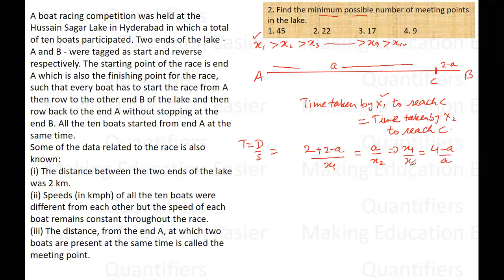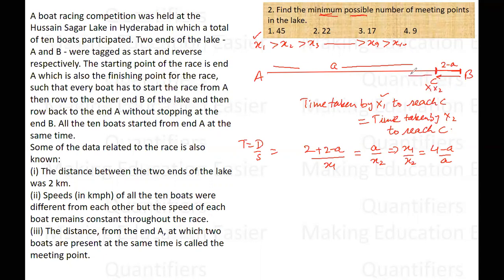Okay. Since we need the minimum possible number of meeting points, let us assume that after meeting x1, x2 went to point B, came back, and met x3 at the same point. Since the number of meeting points should be minimum, that's why I'm taking this. Let me repeat once again: x1 and x2 met here for the first time.